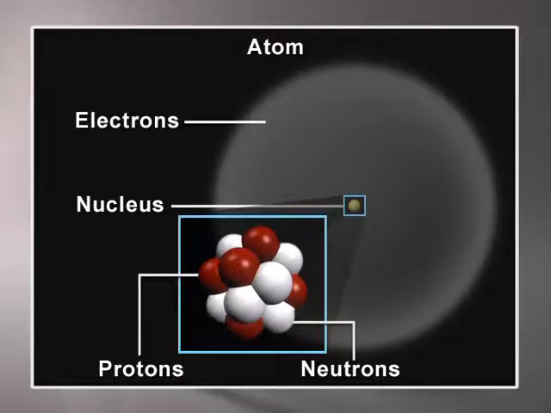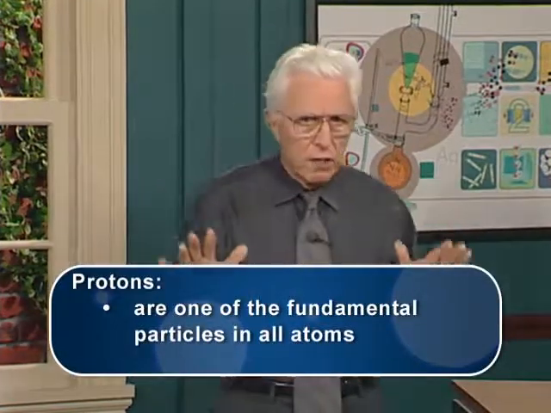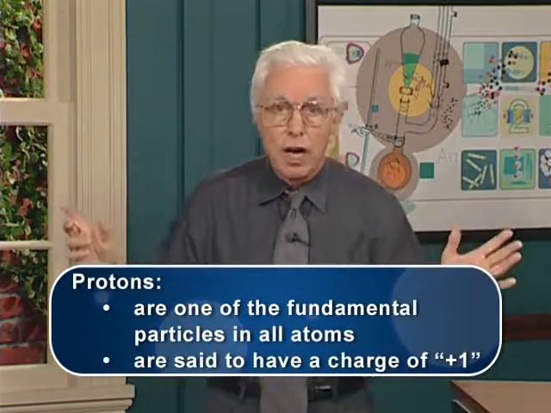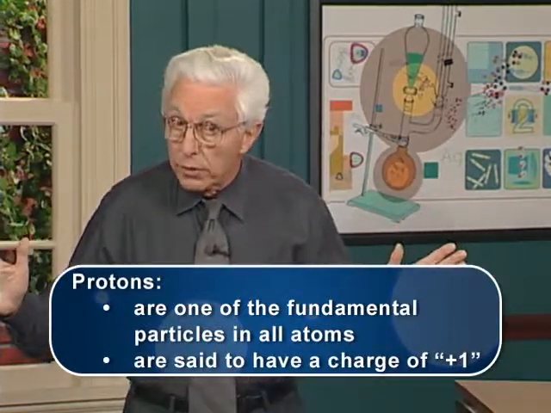So we might picture an atom looking something like this. Although, interestingly, it is actually difficult, basically almost impossible, to accurately represent an atom with a simple picture. That's a great frustration for many chemistry teachers, including myself. So right now, we're talking about the protons. We'll get to the neutrons later. A proton is one of the fundamental particles in all atoms. Protons are said to have a charge of, quote, +1.